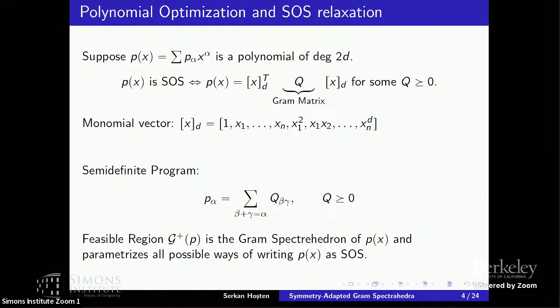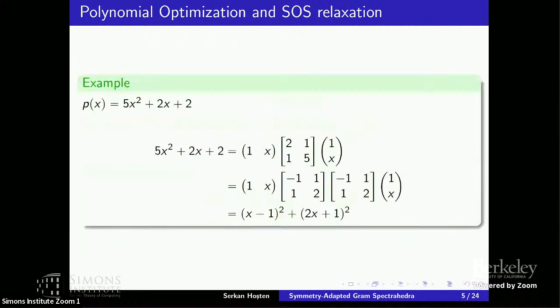Okay, it's a nice convex set. As a very, very simple example, here's a univariate polynomial of degree 2. You can ask, is this a sum of squares? Well, I presented for you a Q matrix in the middle. There's one choice. There could be more choices.